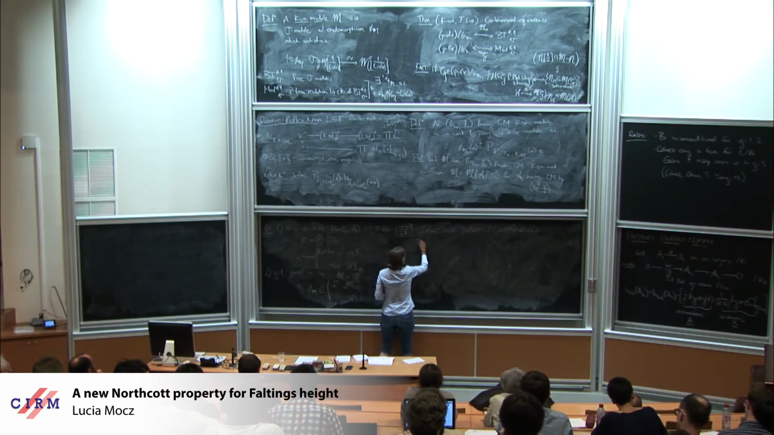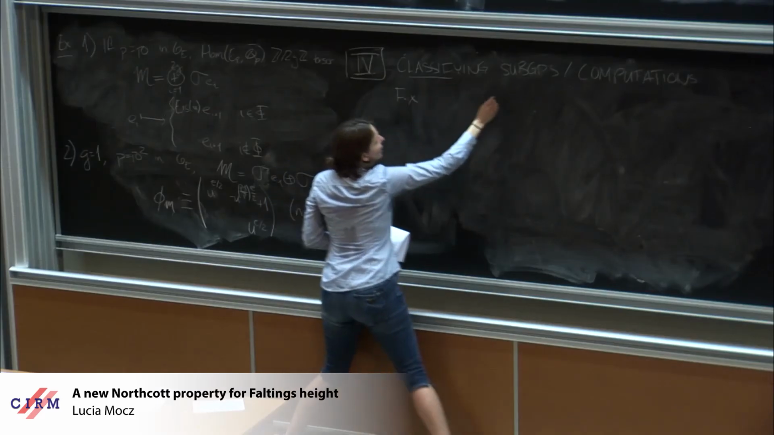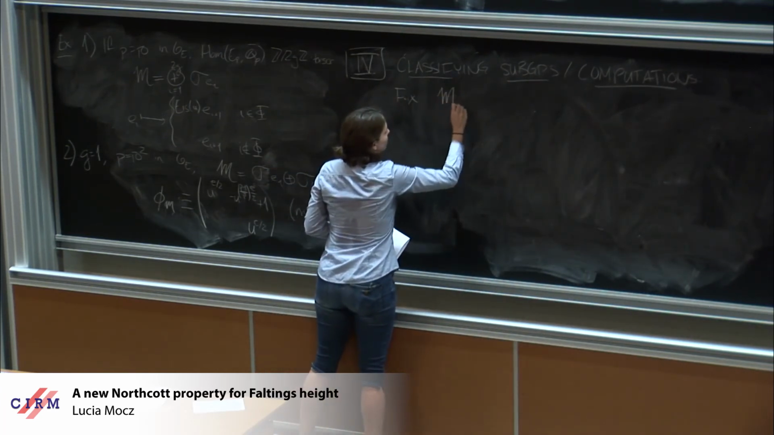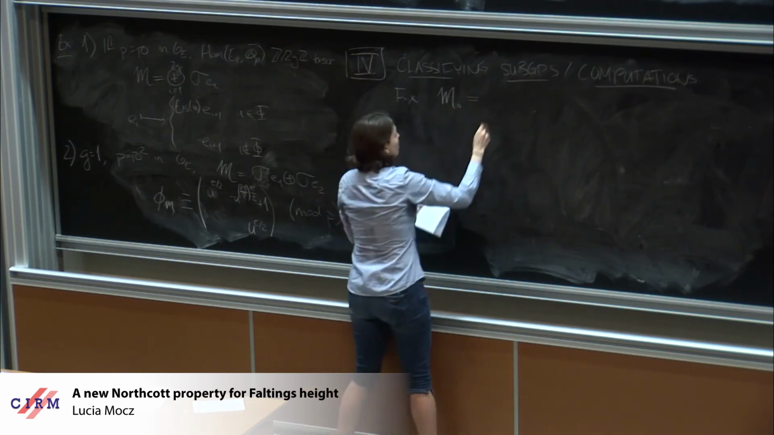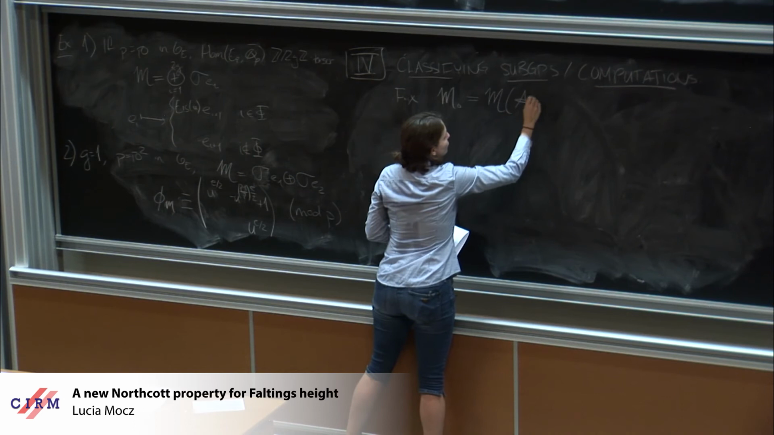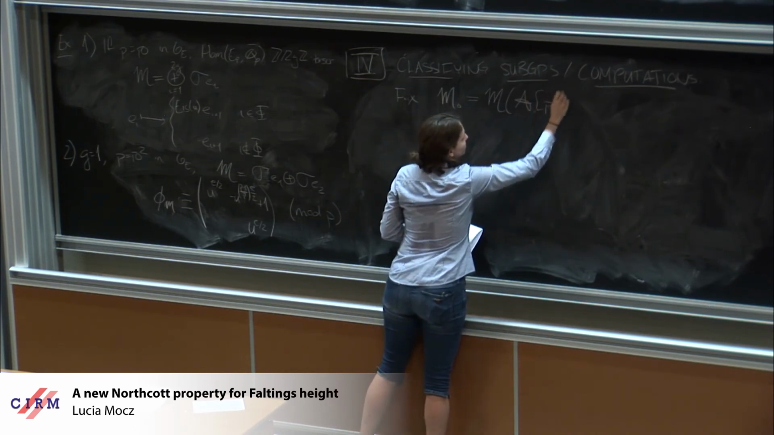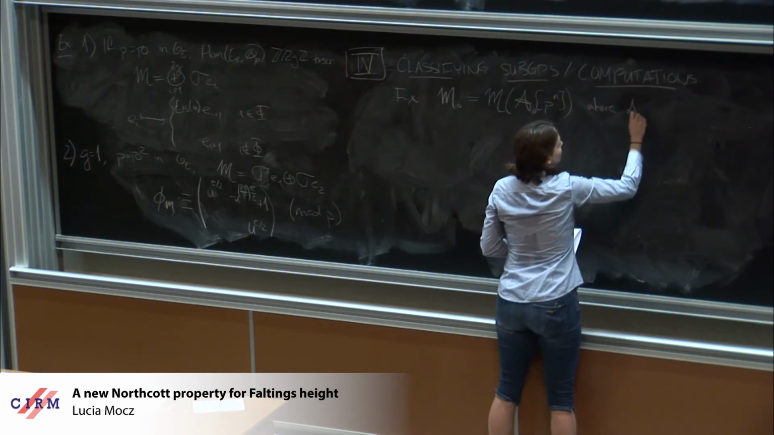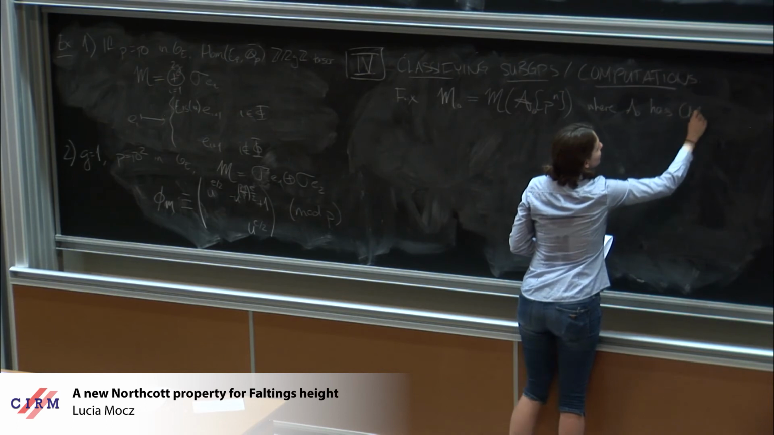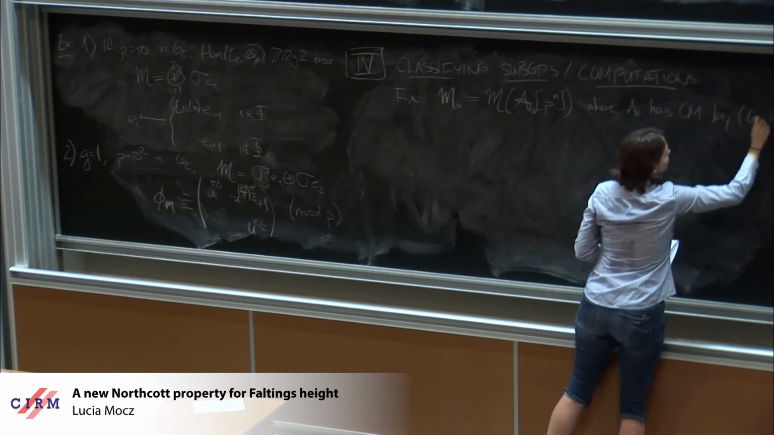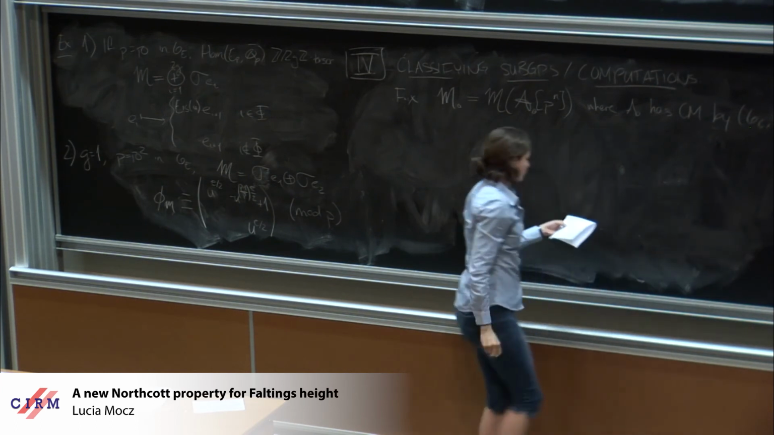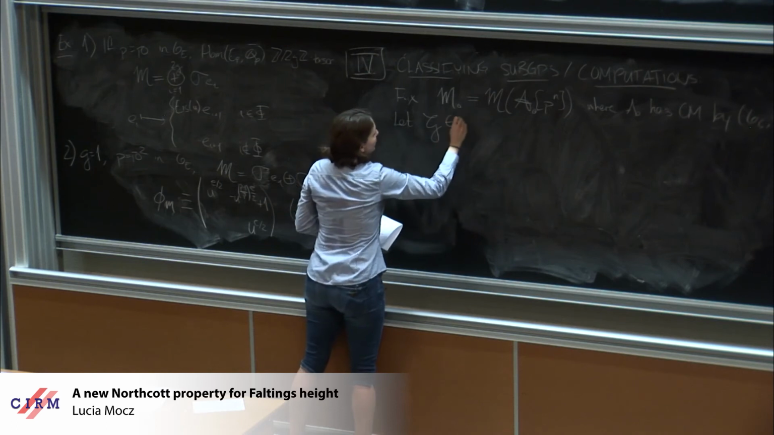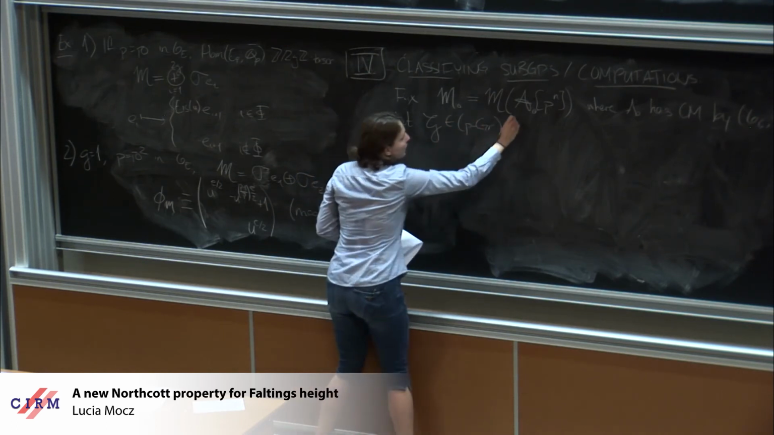So I'm going to just fix now M0 to be the Kisin module that is going to correspond to the p to the n portion, where A0 over here has CM by the maximal order. And we're going to let G be a finite flat group scheme of p-power order.